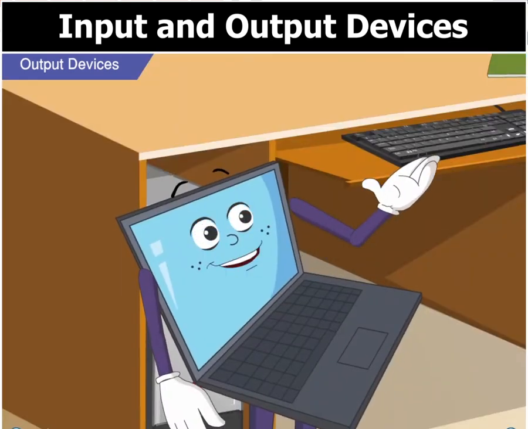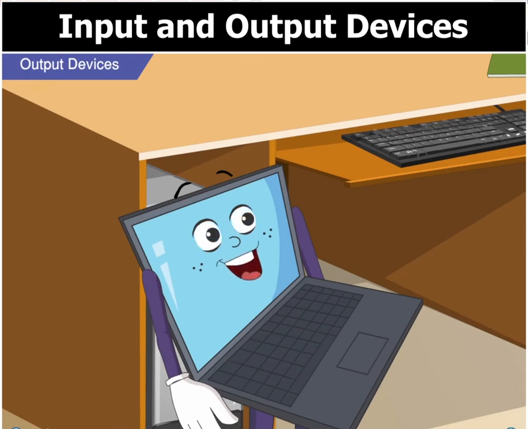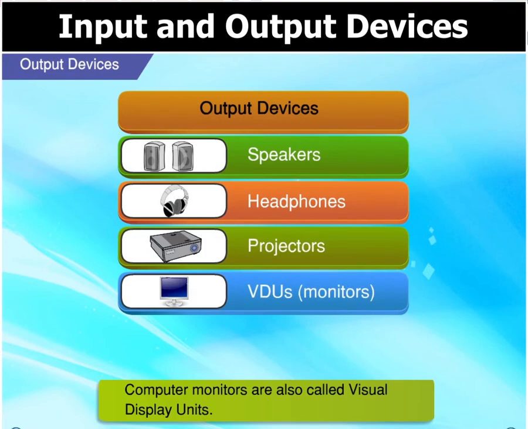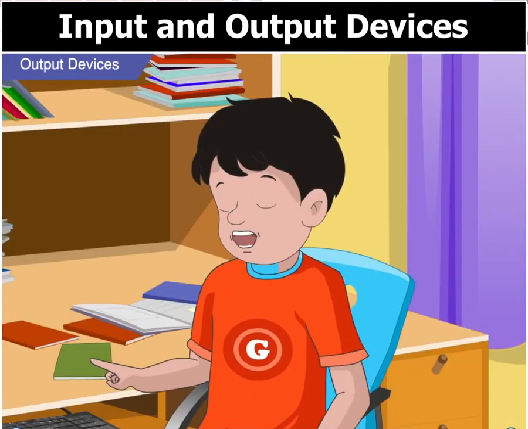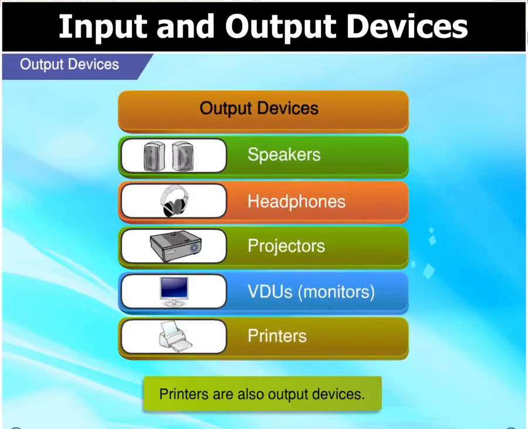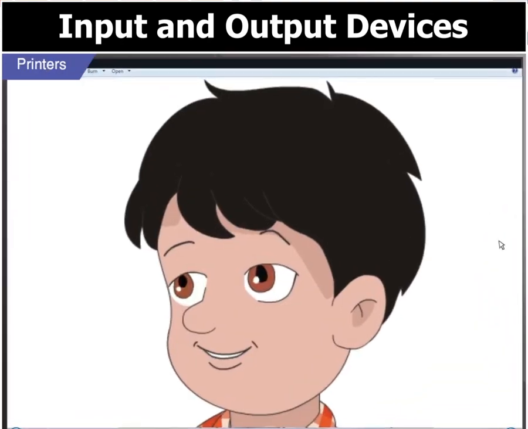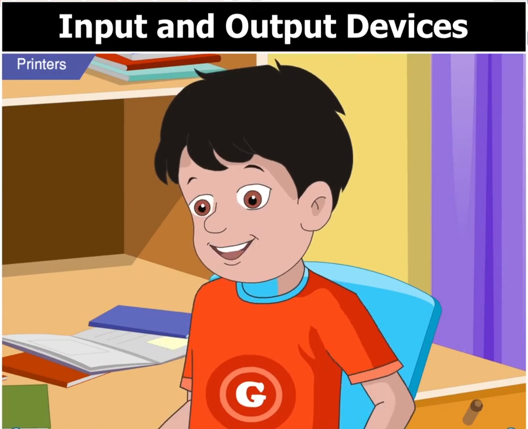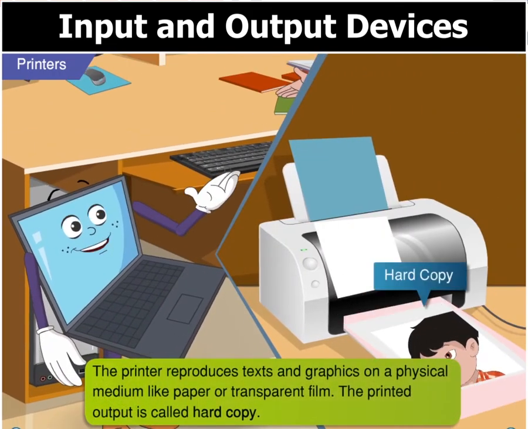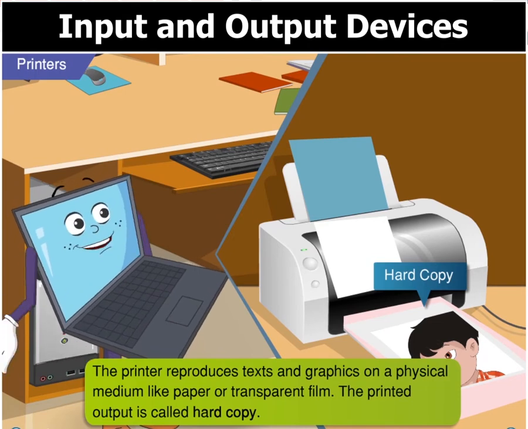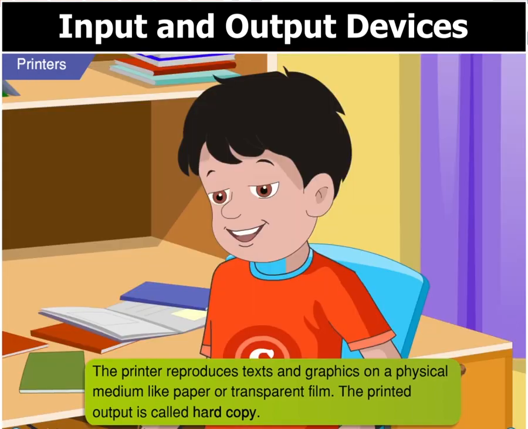Yup. Tell me quickly, what is your computer monitor also known as? It is also called a visual display unit or a VDU. Right, had clean forgotten. Coming back, a printer is also an output device. Toggle, how does a printer work? The printer reproduces texts and graphics on a physical medium like paper or transparent film. The printed output is called hard copy.